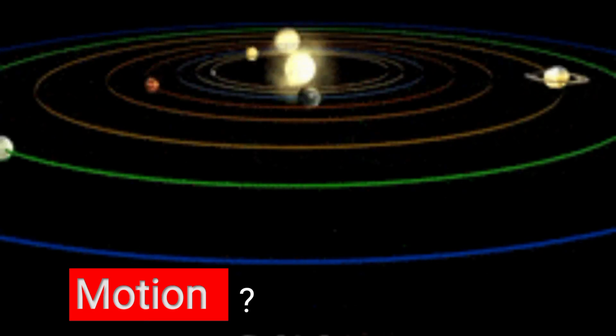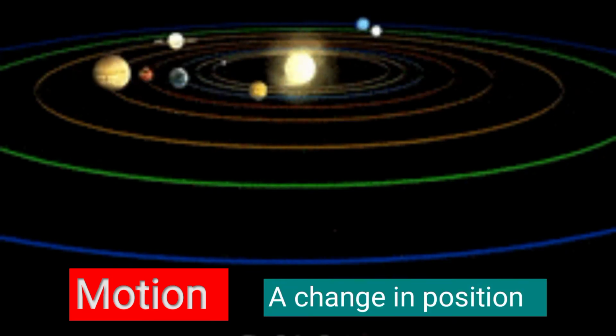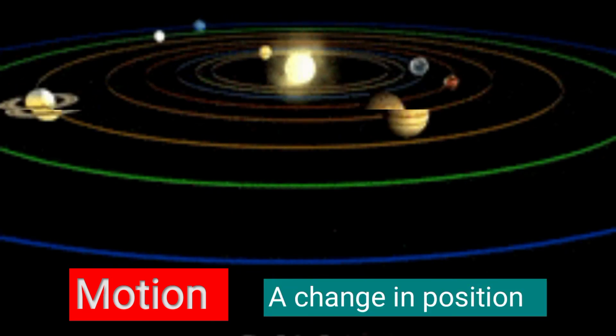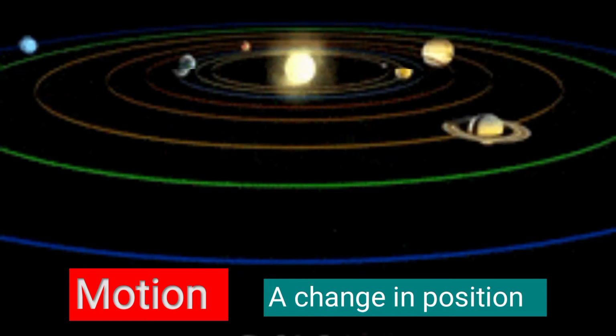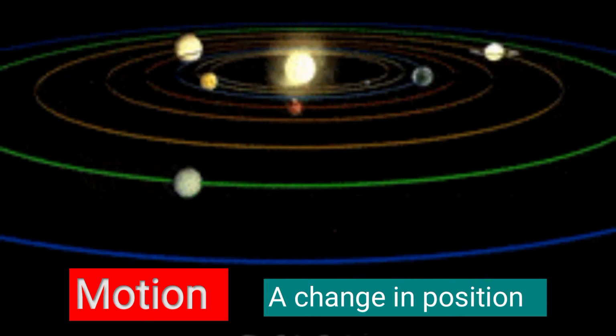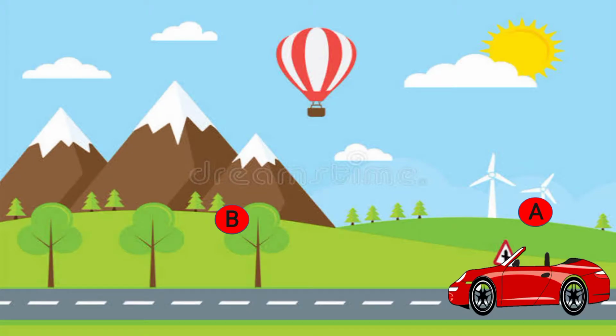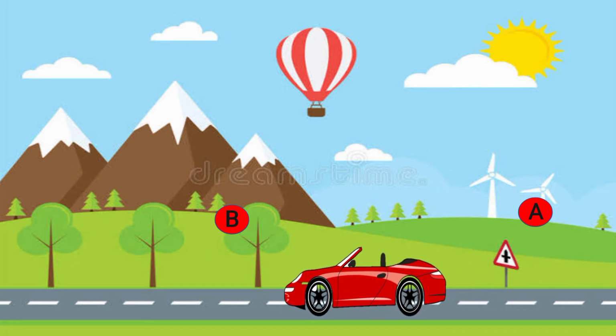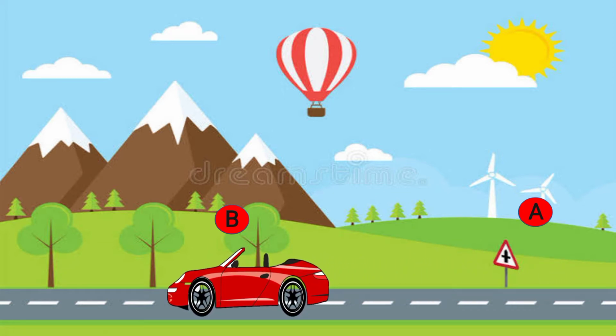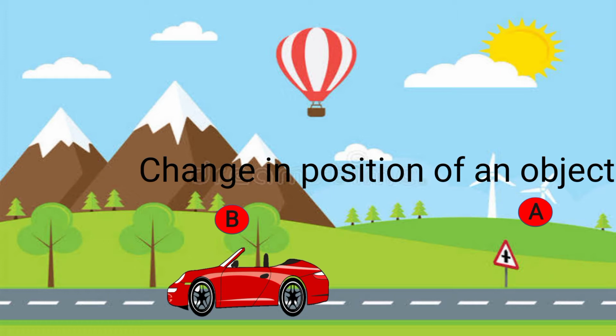Well, for that we need to look at what exactly happens to our body when it is in motion. For that we look at another example. As you can see here, this vehicle moves from point A to point B. As you can see, when it's moving from point A to point B, its position changes. Notice that changing of position of an object. In simple words, we can say change in position of an object is known as motion.